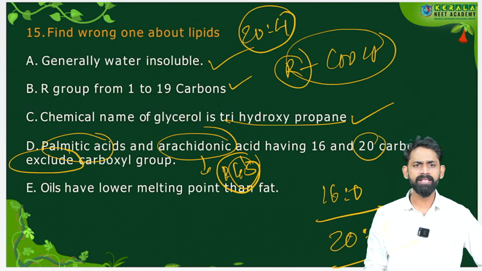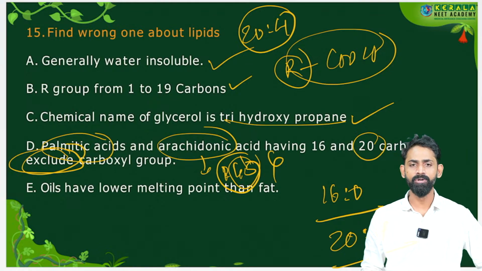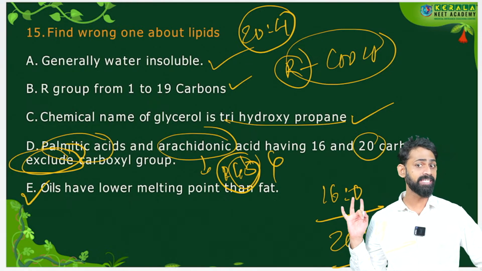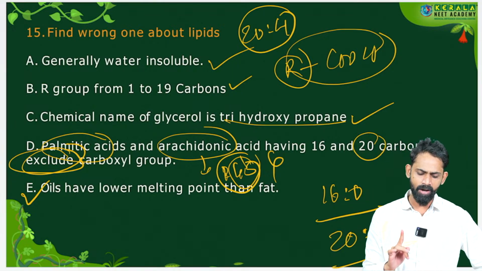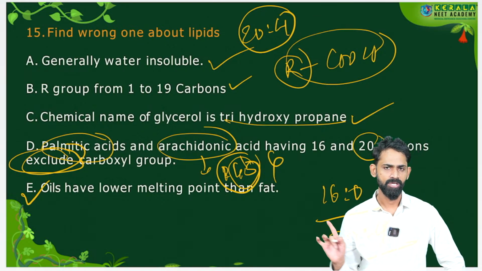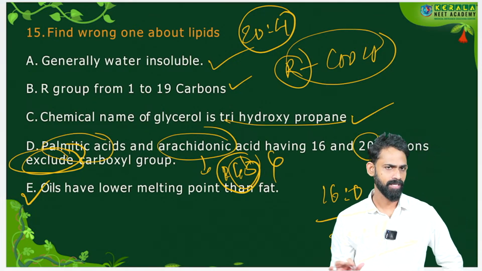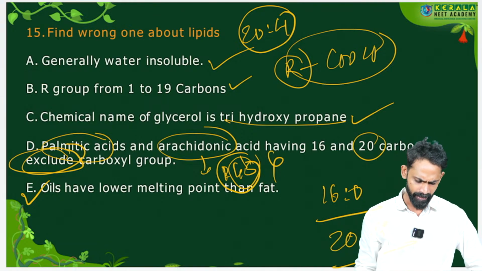Next one, that statement is correct. Next one, this statement I made wrong because I wrote exclude. Next statement, they asked about ginger oil, within brackets low. So ginger oil has a lower melting point when compared with fat. So in the lipids area, one time you can check. Almost all that information I covered.